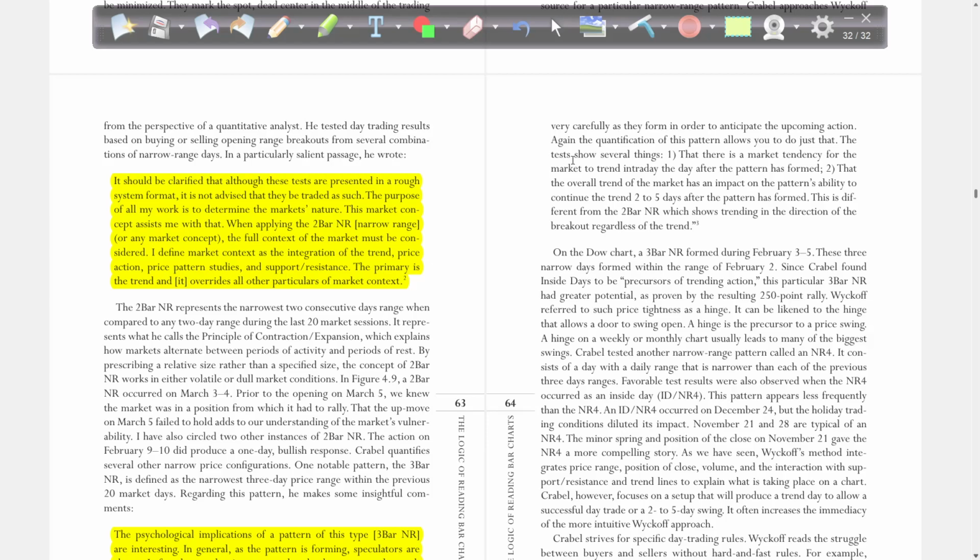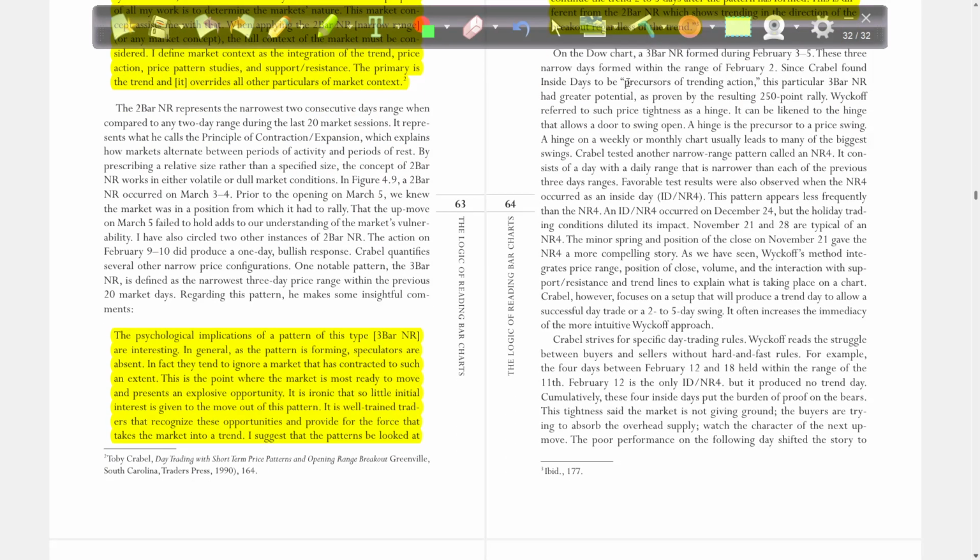The tests show several things. First, there is a market tendency for the market to trend intraday the day after the pattern has formed. Second, the overall trend of the market has an impact on the pattern's ability to continue the trend 2 to 5 days after the pattern is formed. This is different from the two bar narrow range, which shows trending in the direction of the breakout regardless of the trend."